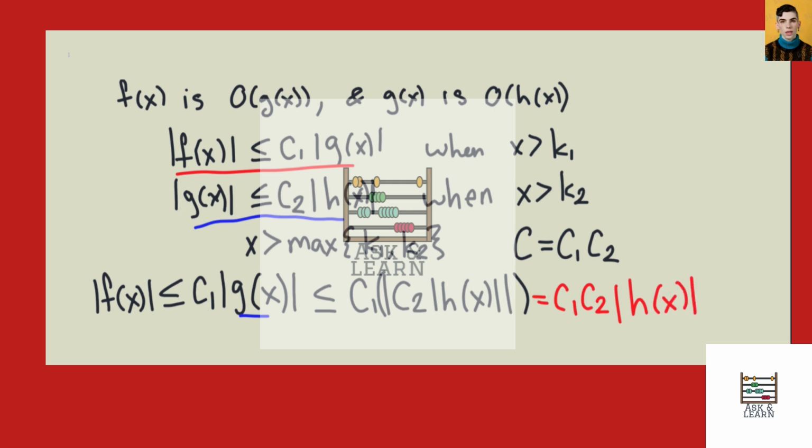Okay, but we have that c is equal to this, right? So that means that then f of x must be less than or equal to c times the absolute value of h of x. And that completes the proof.